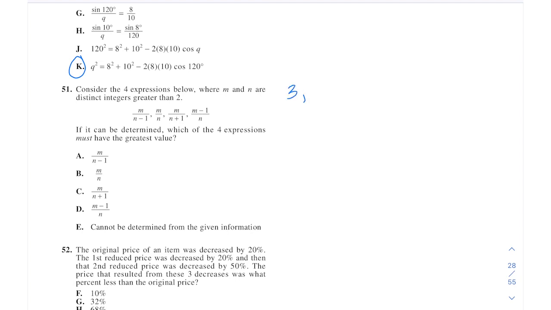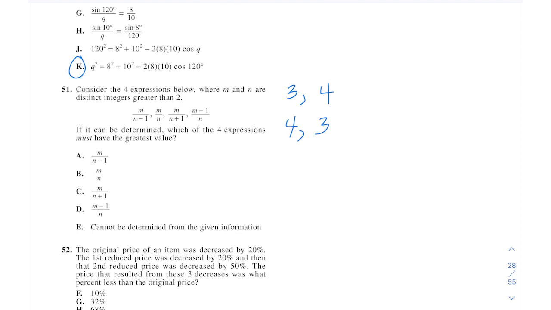All right, let's see if it can be determined. So let's try 3 and 4 for M and N. So then this would be 1, 3 over 4, 3 over 5, and then 2 over 4. So in that case, we would say this. Now let's switch it around, see if that does anything. Because they don't say which one's greater, right? It just says distinct, which means different. All right, so now let's see if we get that first fraction again, which I don't think we will.